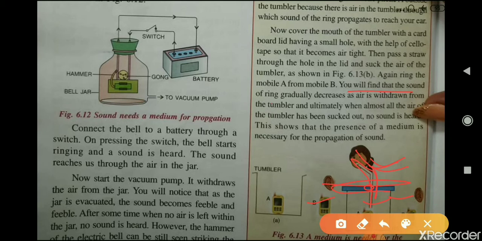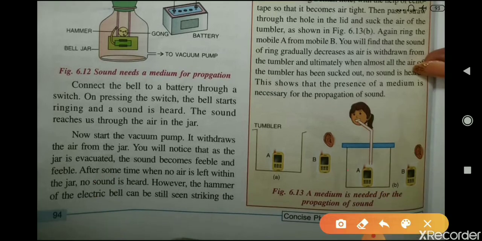Now again when we ring from mobile B on mobile A, you will find that the sound of the ring gradually decreases as we withdraw the air that is inside the tumbler, and ultimately when almost all the air is sucked out from this tumbler, no sound is heard. This also shows that sound needs a medium for its propagation. Means when all the air is withdrawn from this tumbler by sucking from this straw, you will not be able to hear the ringing of this mobile phone A.